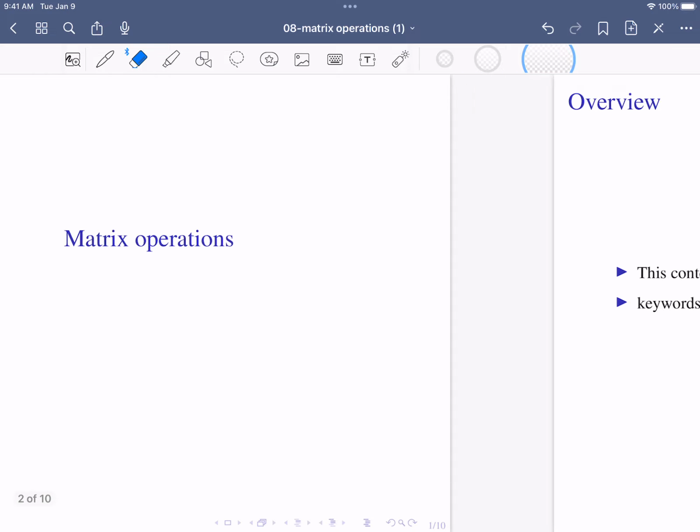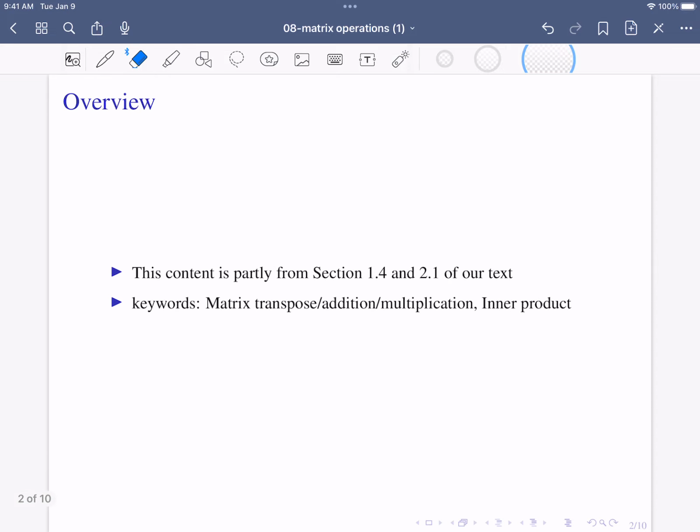Matrix operations. In this part, we are going to talk about some basic operations related to matrix. Those are transpose, addition, multiplication, and inner product. Those operations will be used throughout the term.